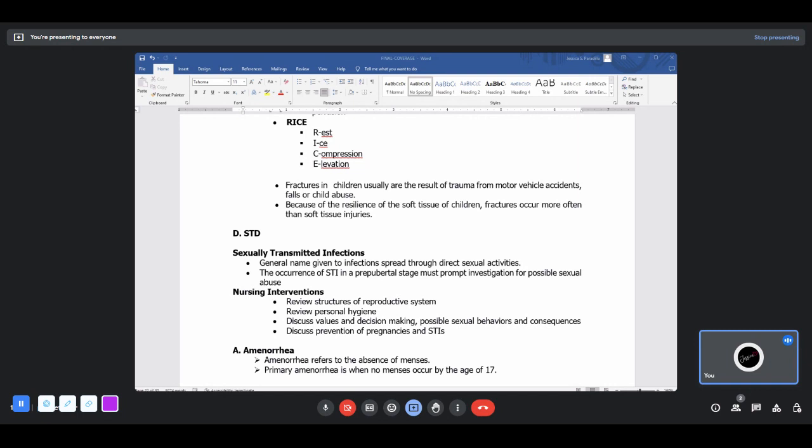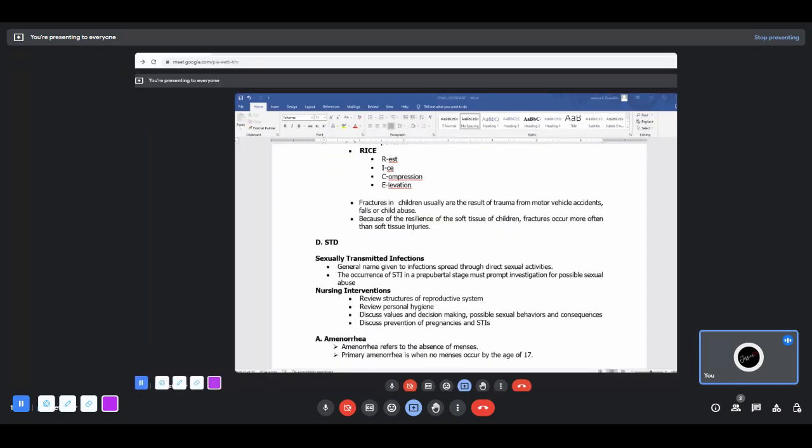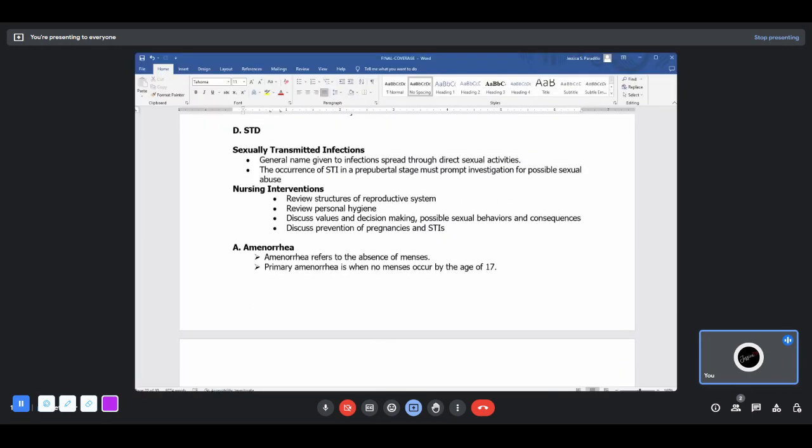So, next one, we will be discussing the STD, which is a sexually transmitted disease or infection. A general name given to infections spread through direct sexual activities. So there is walang protection during sexual activities, kaya nahahawaan. The occurrence of STI in a pre-pubertal stage must prompt an investigation for possible sexual abuse. Pag sinabi natin pre-pubertal stage kasi, this is before puberty. Sa puberty kasi, there will be rapid changes in the body.